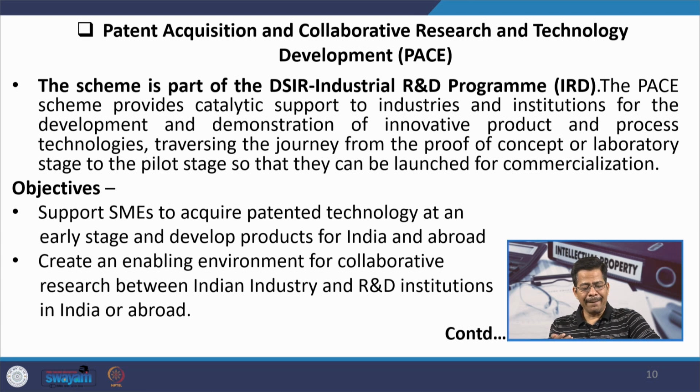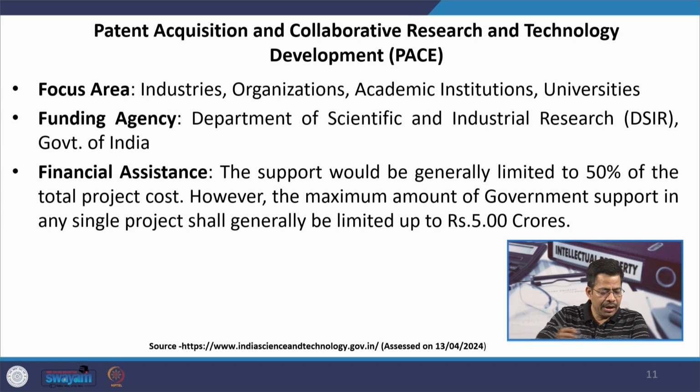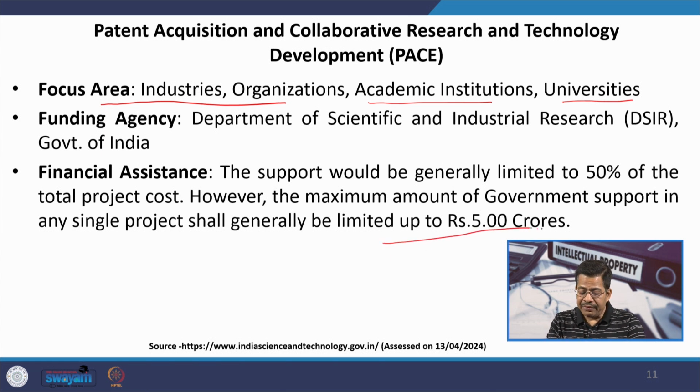Then DSIR, which is another very important department in Government of India, they also have a scheme known as PACE, Patent Acquisition and Collaborative Research and Technology Development Scheme. And under this they are also supporting small and medium enterprises to acquire patented technology, and in this way it is not required to spend your own money on technology development. Using these schemes you can actually procure technology from outside, and in this PACE scheme our focus area is industries, academic institutions, universities etc. Funding agency is DSIR, the Department of Government of India, and financial assistance as of now is available up to 5 CR, which is significantly high number. So, you can go for the updated information on the link given at the bottom of this particular slide.